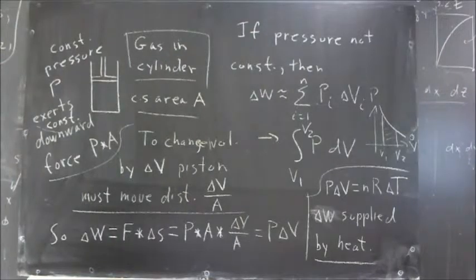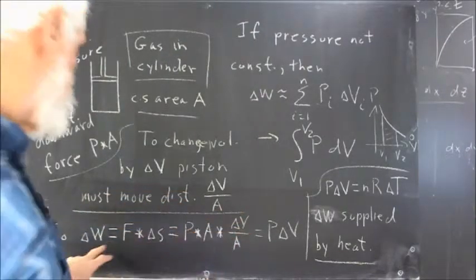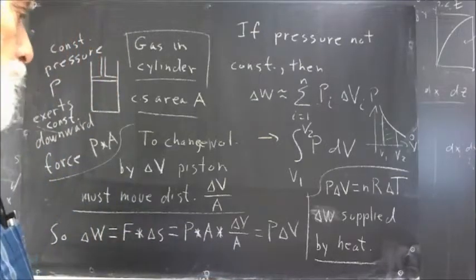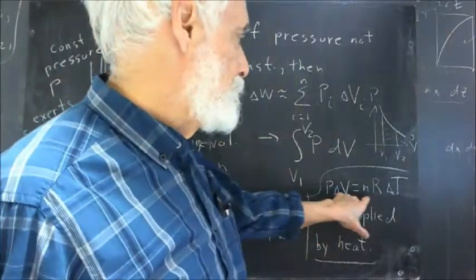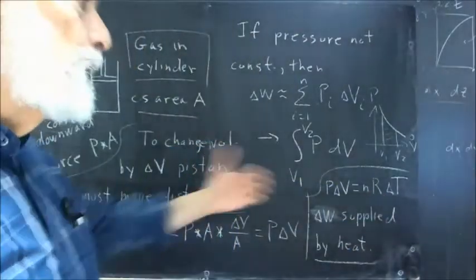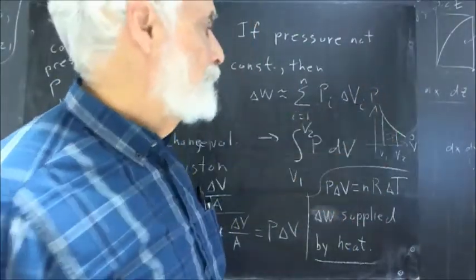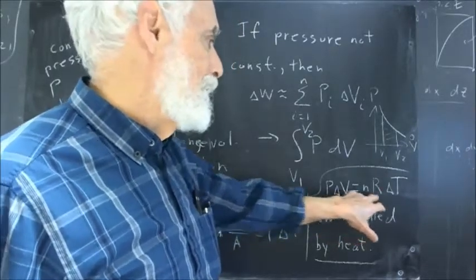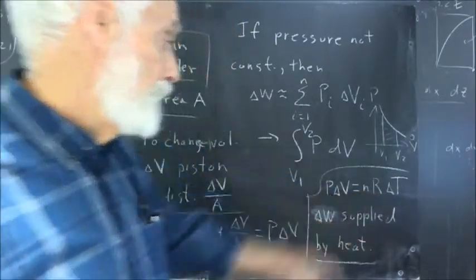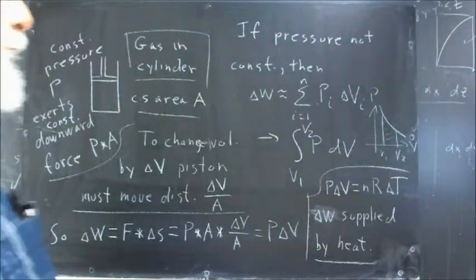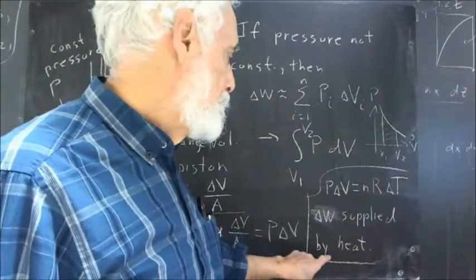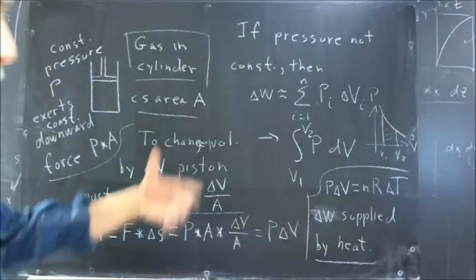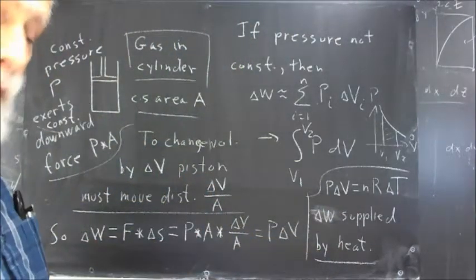Okay, well, in any case, for the constant pressure case, P delta V being the work, we note that P delta V is just nR delta T. Since PV equals nRT, if we have a change delta T, then nR delta T is going to be equal to the P delta V, and that's very straightforward. The work required, which is the P delta V, is supplied by the heat that we contribute to the system.